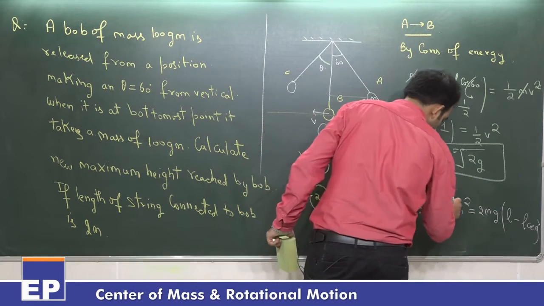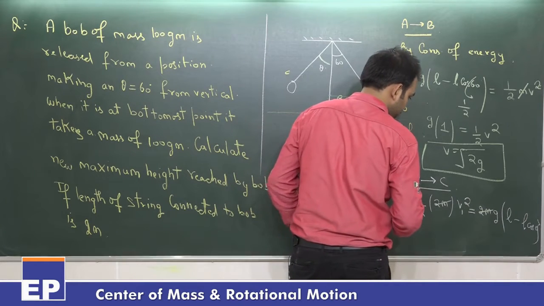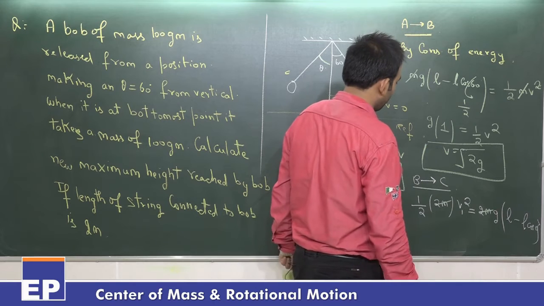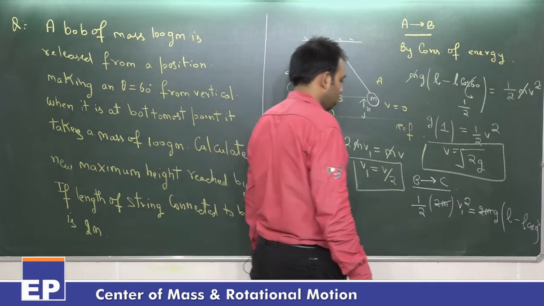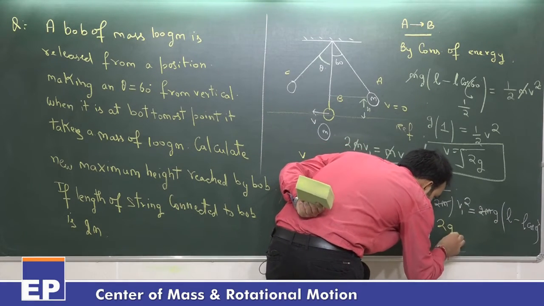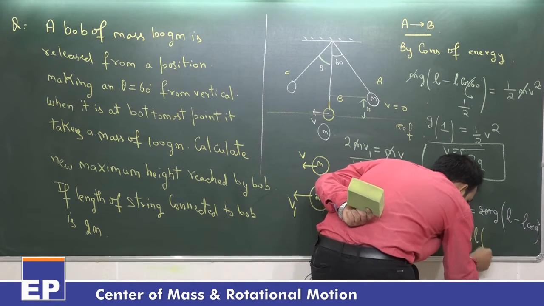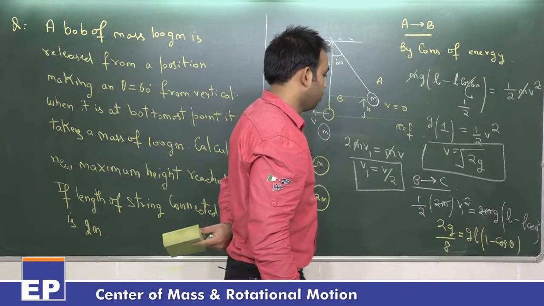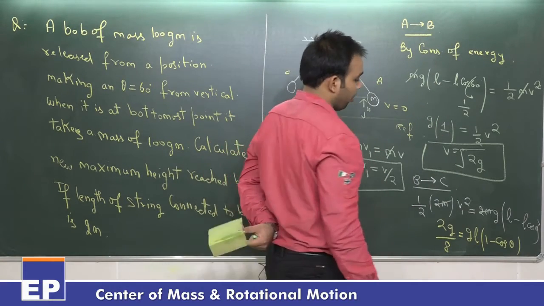This 2m will cancel out. And what is v1 square? v1 is v by 2, that is root 2g by 2. Squaring करेंगे तो it will become 2g by 4. 2g by 4 into half is 2g by 8. तो g से g भी cancel होगा. That will become g into L into 1 minus cos theta. G से g cancel. That will become 1 by 4. L is 1. 1 minus cos theta is 1 by 4. So cos theta is 3 by 4.